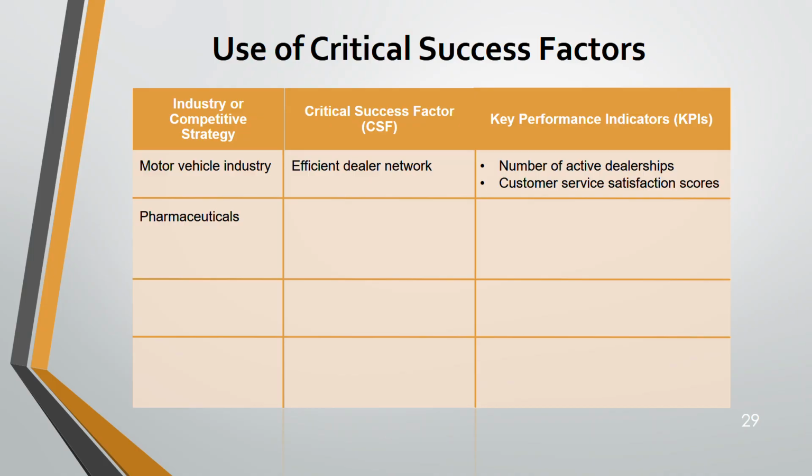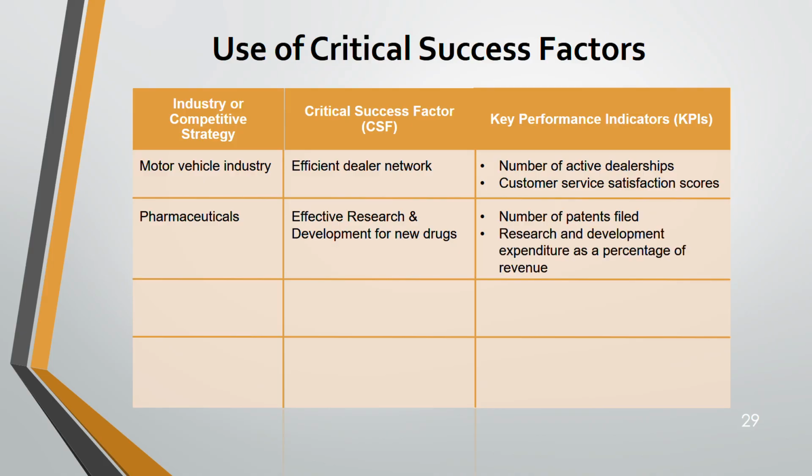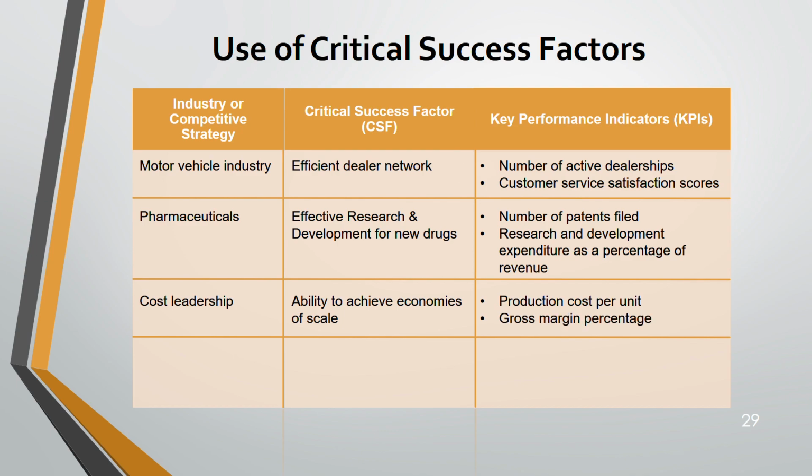If you're in the pharmaceutical industry, effective research and development for new drugs is a critical success factor. How do you measure it? The number of patents filed, and research and development expenditure as a percentage of revenue. If you're in a cost leadership industry, your success is how well you can achieve economies of scale, and your KPIs will be production cost per unit and gross margin percentage.